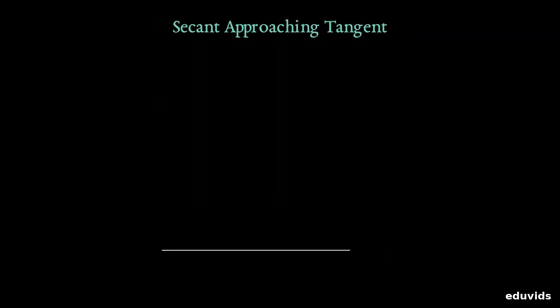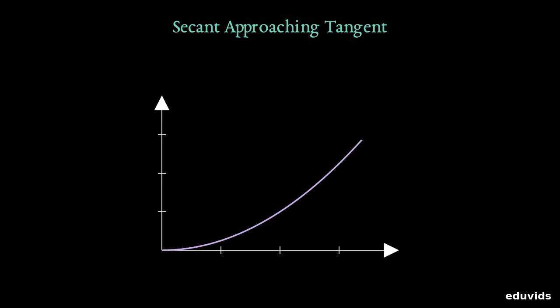Imagine a curve on a graph. To find the slope at one specific point, we pick a second point nearby and draw a straight line through both. This is called a secant line. If we move that second point closer and closer to the first one, the secant line starts to look more like the curve itself. When the gap between the points becomes almost zero, the secant line becomes a tangent line. A tangent line touches the curve at exactly one point, showing the direction of the curve at that precise location.